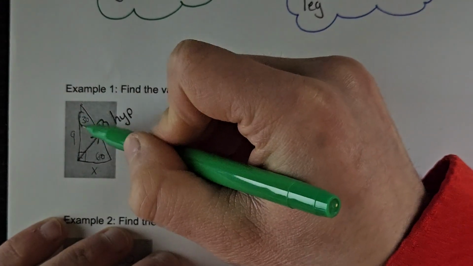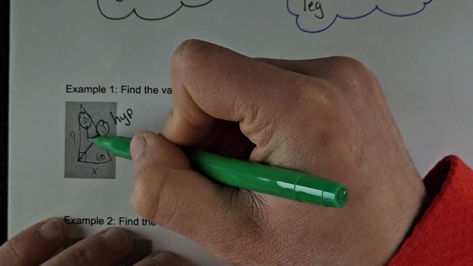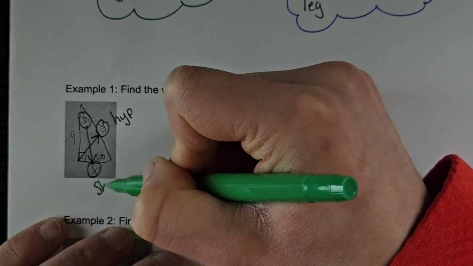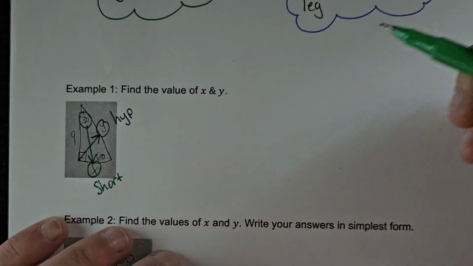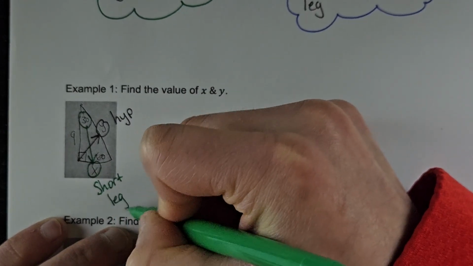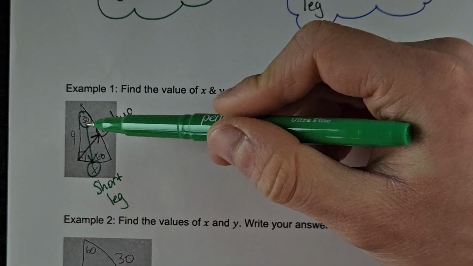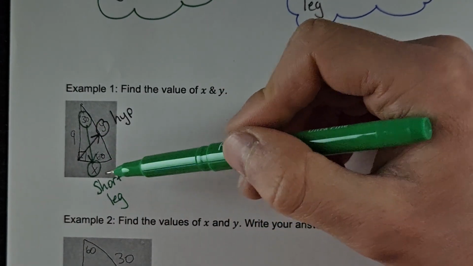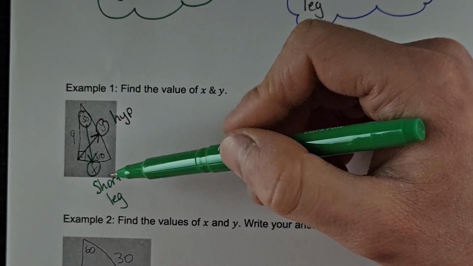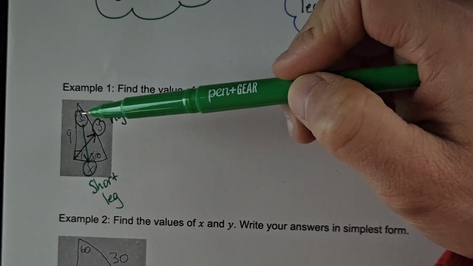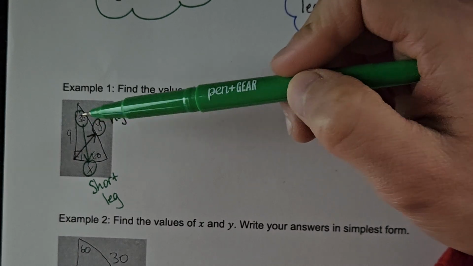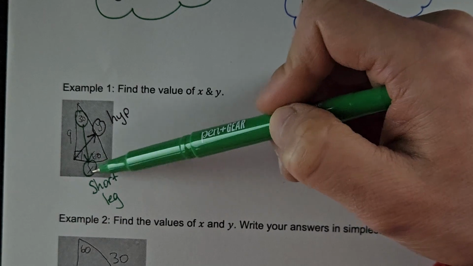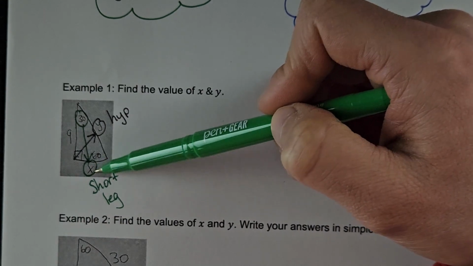Looking at where 30 is on my triangle, if I go opposite of 30, I'd hit x, so that's going to be my short side, or short leg. One thing I need to mention about what I just did, going to my 30 angle and finding my short leg. This is something we've worked with a little bit before, but if you go to the smallest angle on a triangle and you go to the side opposite of it, that's going to be the shortest leg.